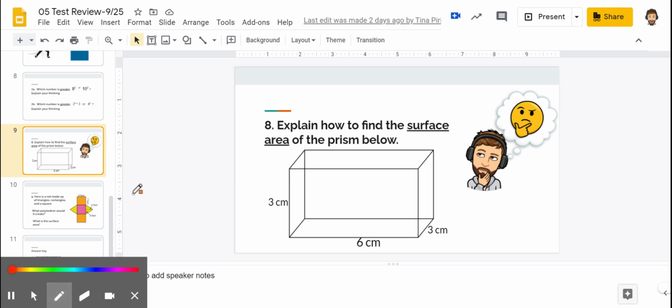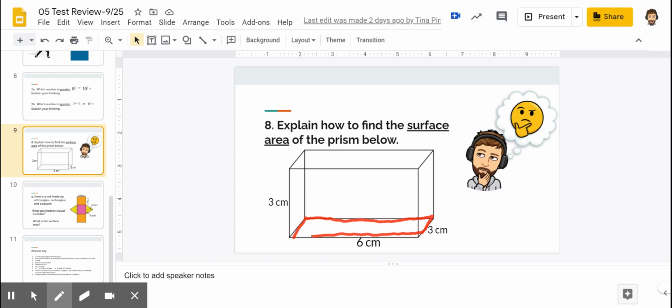Explain how to find the surface area of this prism. We would find the area of the bottom side, which we could call a base of the prism. It is a 6 by 3 rectangle, and we would double that amount because we have an identical top to the prism.